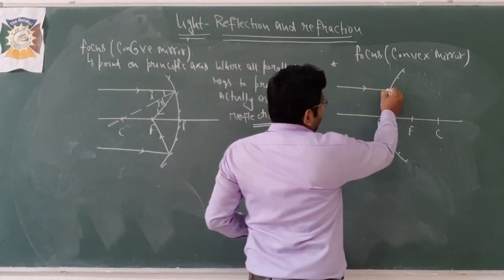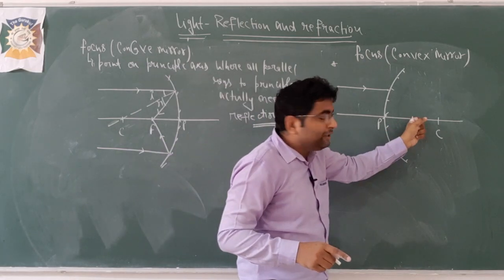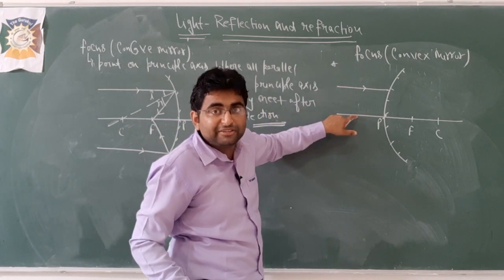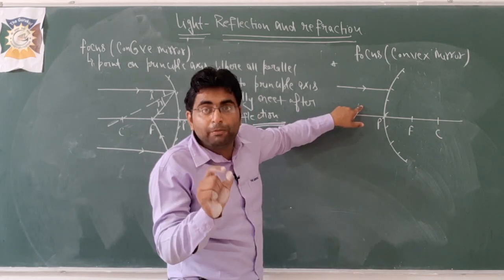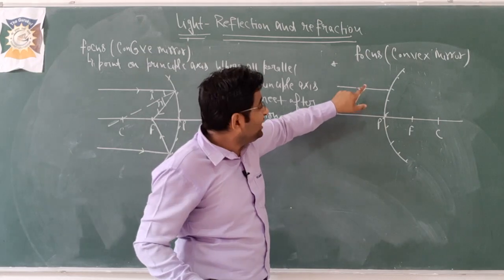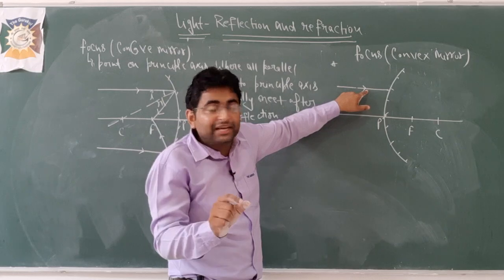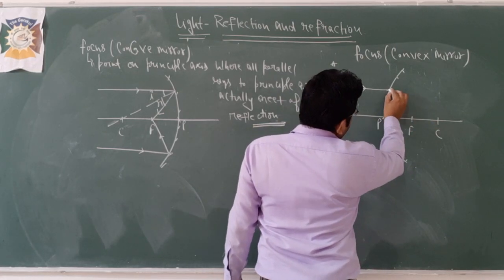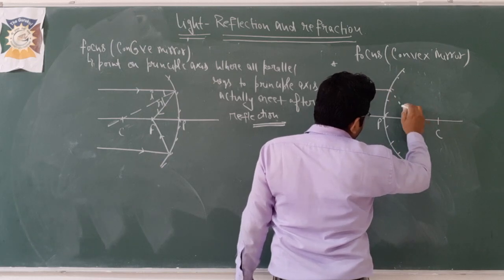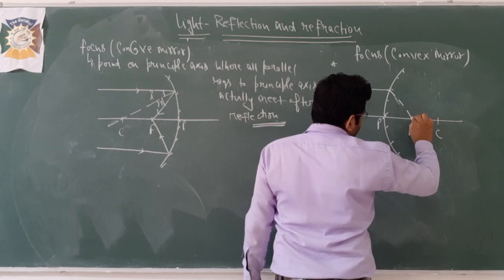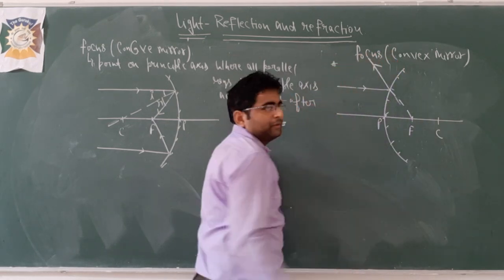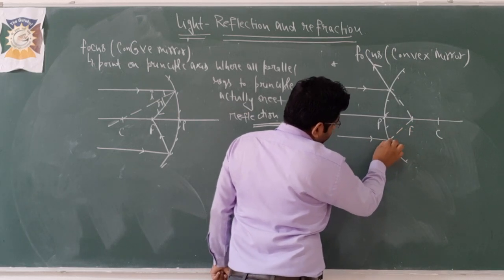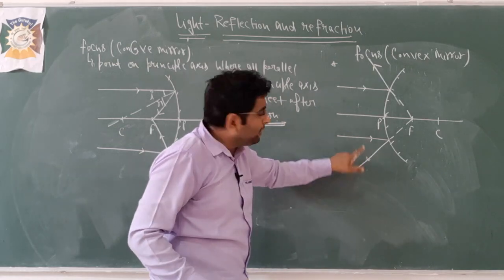Clear? So beta, focus in the case of convex mirror is defined as the point on the principal axis where all rays parallel to the principal axis appear to diverge from that point after reflection. So beta, when these rays get reflected, it seems to us that the reflected rays are coming from the focus, diverging from the focus. How? Beta, this ray gets reflected in this manner. Clear? In the same way, if I make another parallel ray, after reflection it will come back along this path.